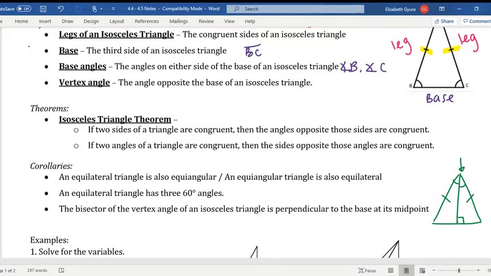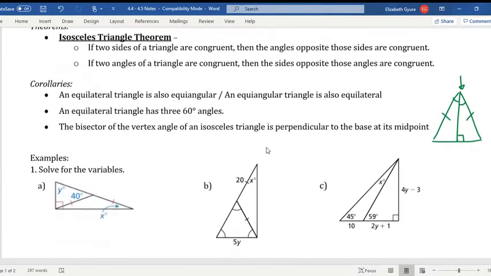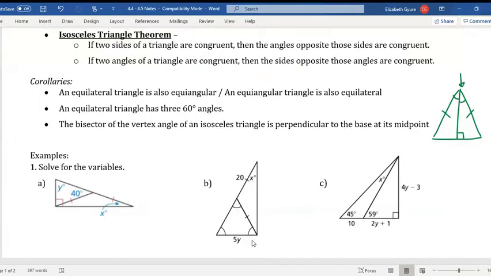Any questions about our definitions or corollaries? Should sound reasonably familiar, yes? Okay. All right, so we are going to just practice applying some of these things. Okay. Did you need me to scroll up to anything, Sebastian? No? Okay.